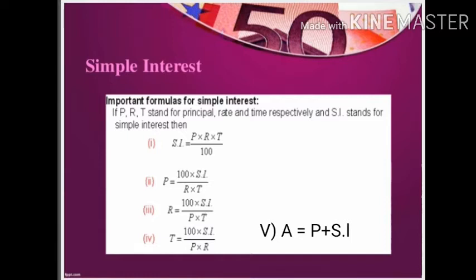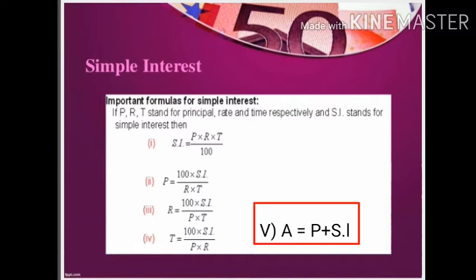Here PRT stands for: P means principal, R means rate of interest, and T means time, and SI means simple interest. First formula, SI is equal to P into R into T by 100. The second formula, P is equal to 100 into SI by RT. Third one, R is equal to 100 into SI by PT. Fourth one, T is equal to 100 into SI by PR.